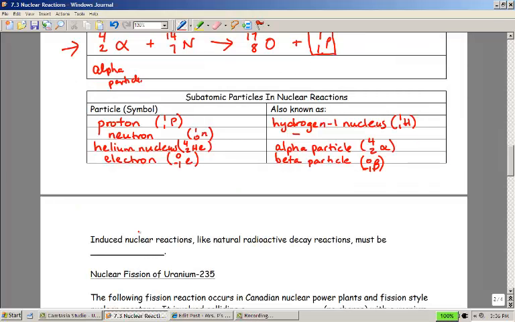So on that note, let's take a look at some subatomic particles that you'll see in nuclear reactions. The one we just saw in the reaction above, the proton, can be written two different ways, as we've discussed. Neutrons can only be shown one way. The helium nucleus, or the alpha particle, is written in two different ways, which we've seen before, and the electron, or the beta particle, also can be written in two different ways. So most of this should be a review to you.